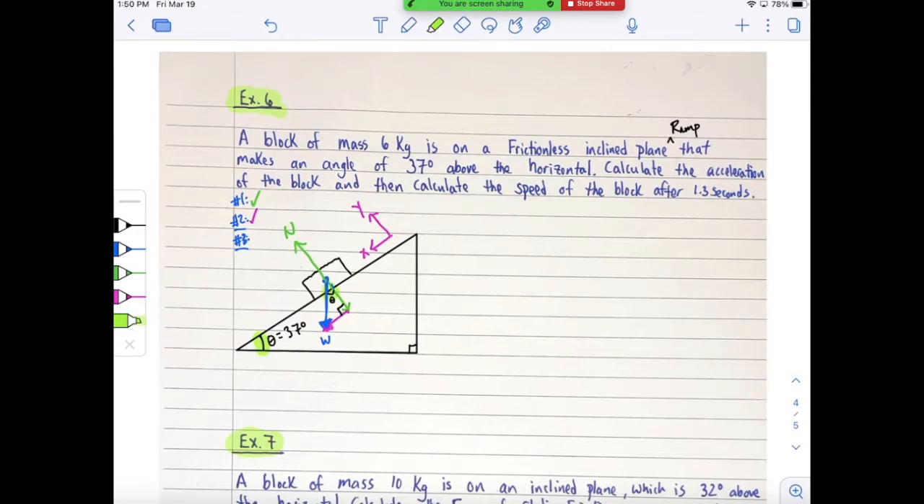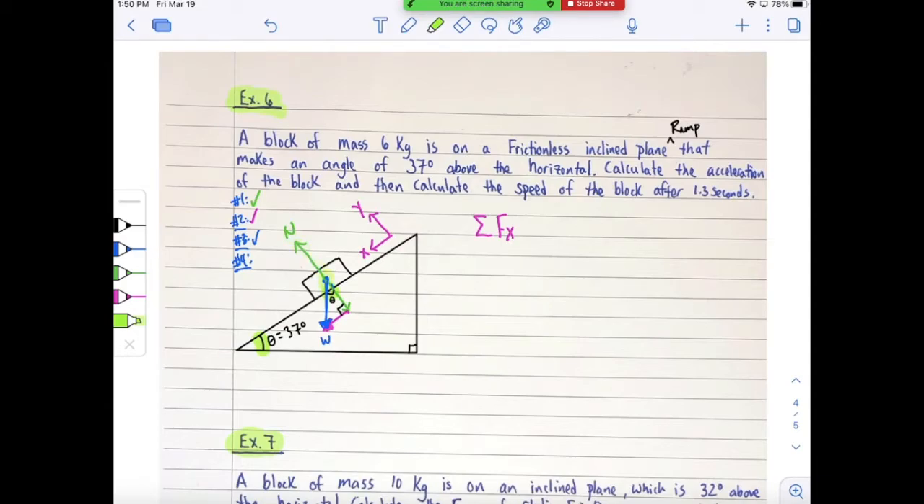You're always going to break up your weight vector when you have a block on a ramp into its x and y components. So we'll put a check right here. Step 4 says add up your vectors in the x and the y direction. So I'm actually going to keep this color coordinated. I'm going to say sum of my forces in the x. So I'm going to go ahead and look for any forces that are in the x direction. So I look at my normal force first. That's not in the x direction, that's in the y.